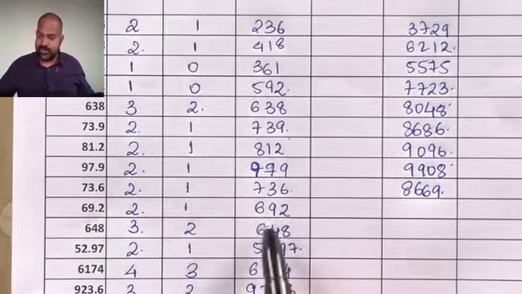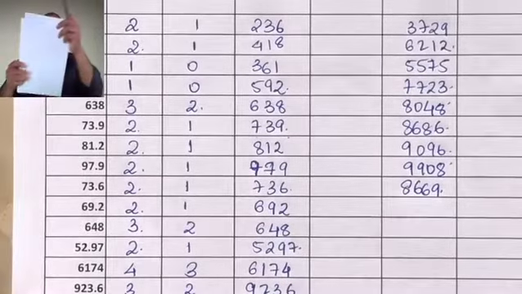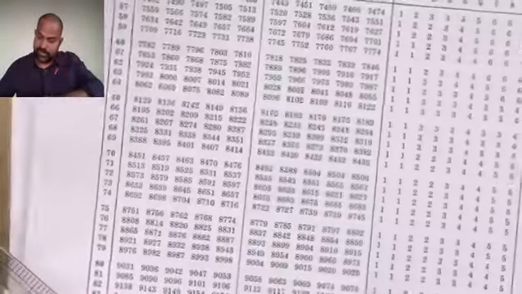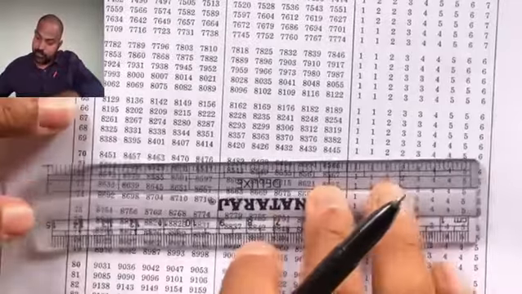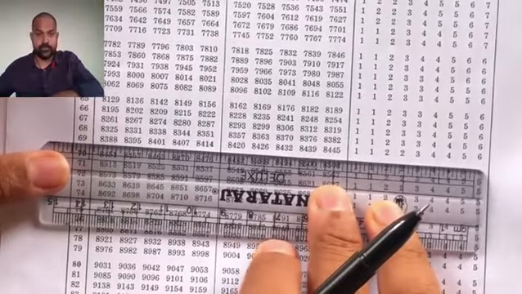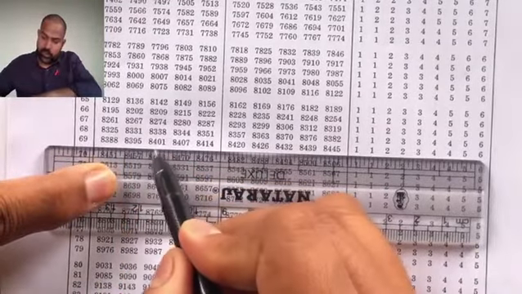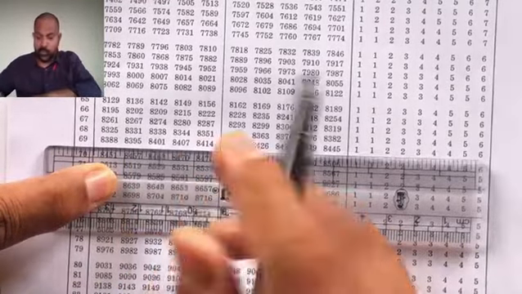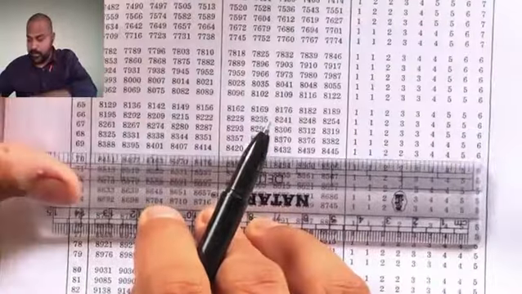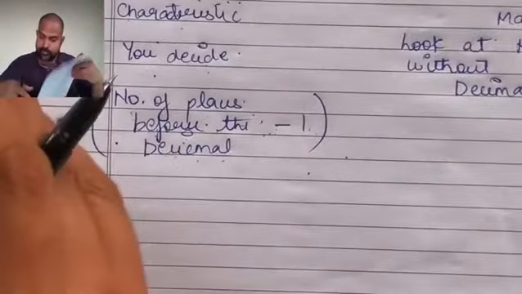692. So under 69, I am looking for 2. So 2 is basically the third column. 0, 1, 2. 8401. Sorry, 8401.